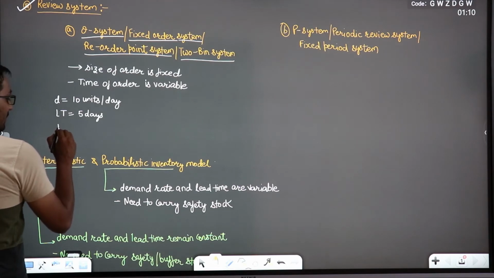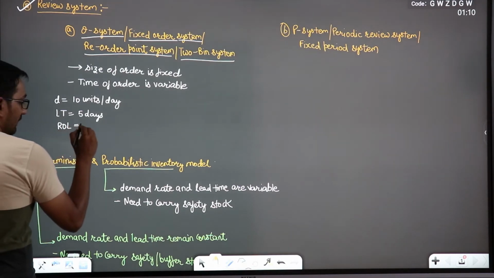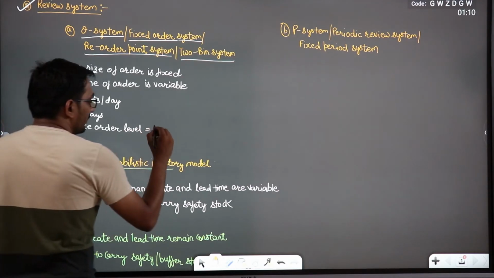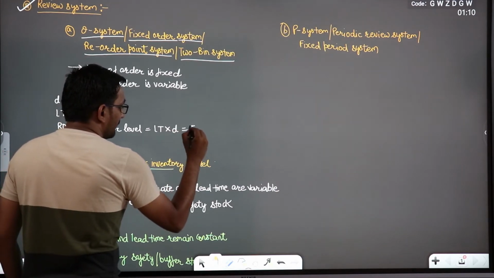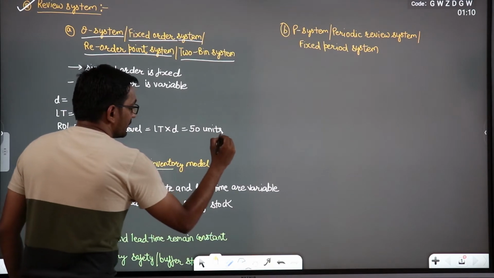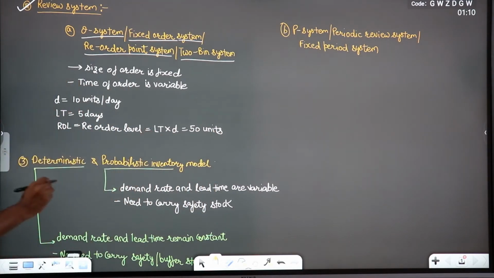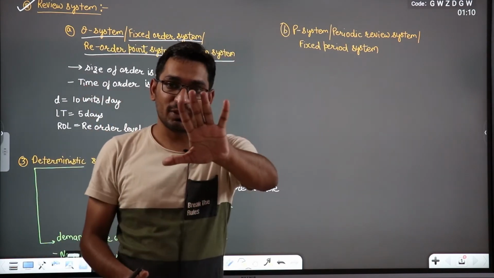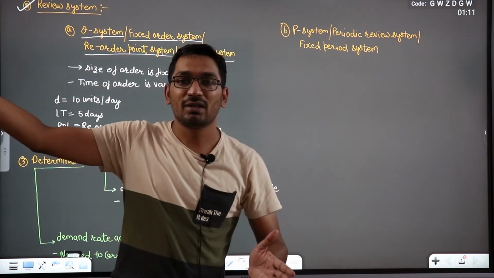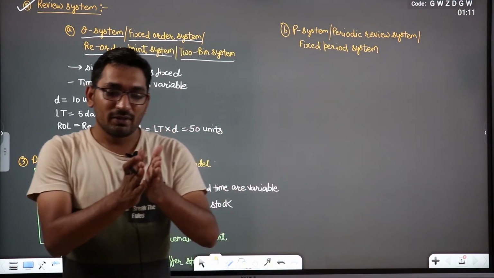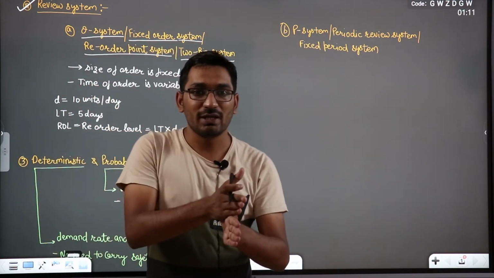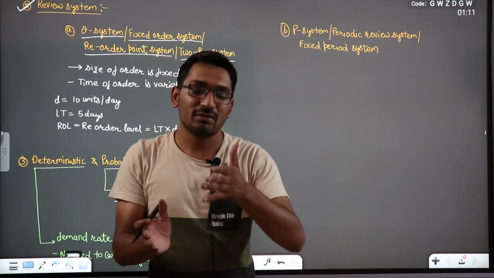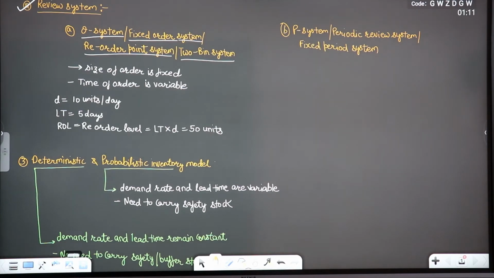So we can say that the reorder level, ROL, is your lead time into demand rate, that will be 50 units, right? Why? Because you want to place an order when the quantity in your hand is 50 units. If today you reach 50 units and place an order, then after 5 days you will get the new shipment, and within these 5 days your demand rate is 10, so you can consume these 50 units. So the reorder level in that case is 50 units, right?